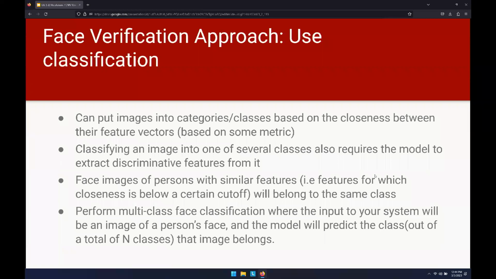So the first approach was to use classification, where essentially you put images into categories based on the closeness between their feature vectors based on some metric. And since classifying an image into one of several classes also requires the model to extract discriminative features, why not just use this for verification as well? And since images of persons with similar features will belong to the same class, this would be a good metric to use for verification. And so essentially you could just perform multi-class face classification, where the input to your system will be the image of a person's face, and the model will predict the class that an image belongs to.